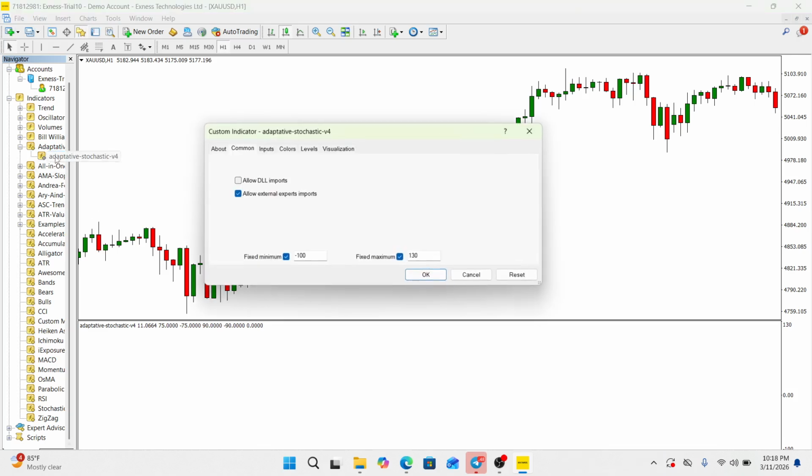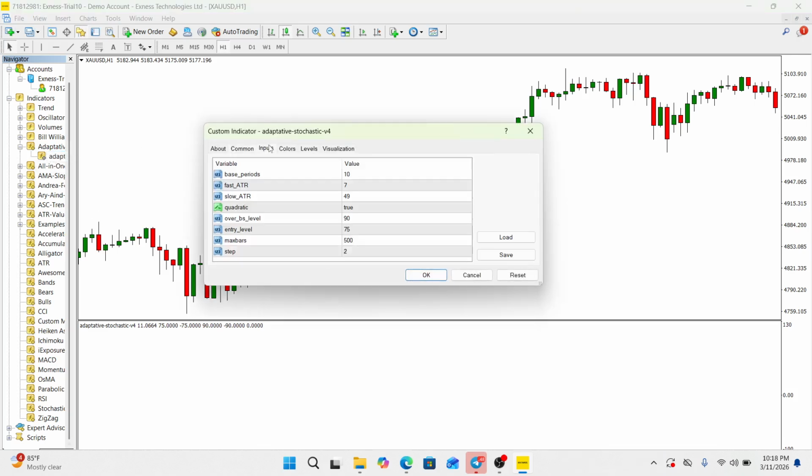As for the settings, let's take a look. The base period input sets the underlying reference period, controlling the general responsiveness of the oscillator to price moves. Fast ATR and slow ATR parameters define the short and long-term ATR windows used to calculate the adaptive factor, adjusting how strongly volatility influences the effective stochastic length.